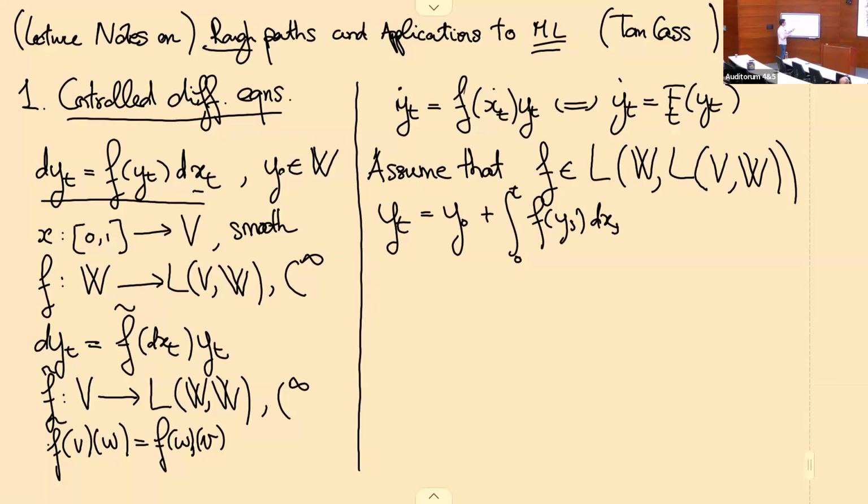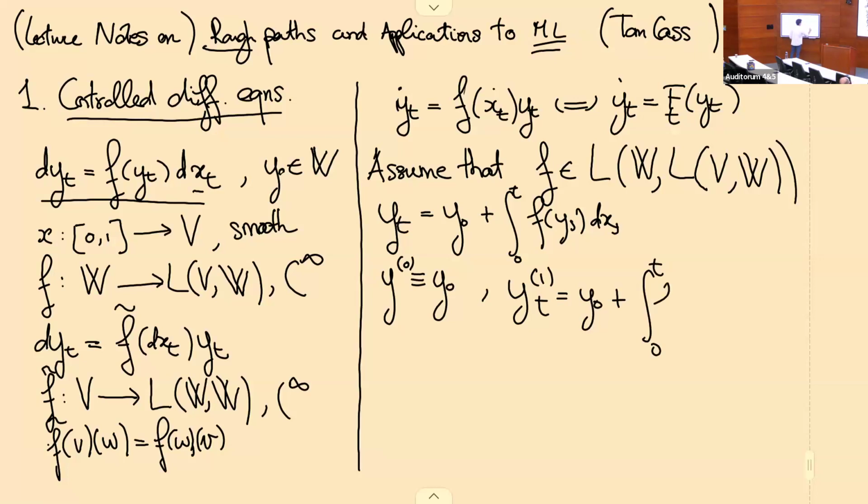Picard iteration means that you start with an initial guess. So you have an initial guess y_0(t), which is a path that is identically equal to the initial condition. This is a constant path equal to y_0, and then you iteratively replace this ansatz in your equation, and you get the next iterates. So y_1 of t is going to be equal to y_0 plus the integral 0 to t of f of y_0 dx_s. I'm not going to write all the details, but f of y_0 is constant, so this is just f of y_0 times the increment. That's it.